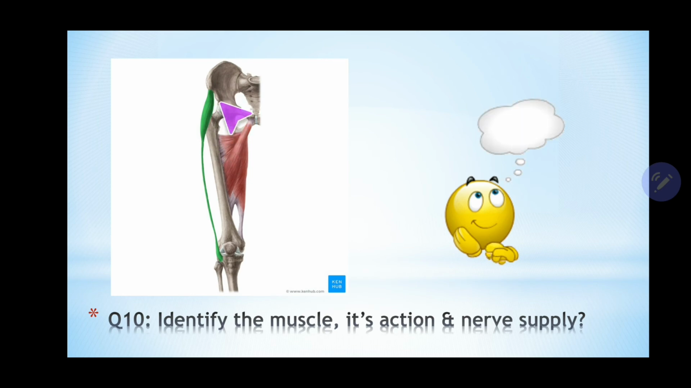Then this continues, this thickening of the fascia lata on the lateral side of the thigh. That's called the iliotibial tract, and through this iliotibial tract you can say it is inserted here. You can see, on the anterior surface of the lateral condyle of tibia. Okay, so this is about the origin and insertion of the muscle. Now about its action.